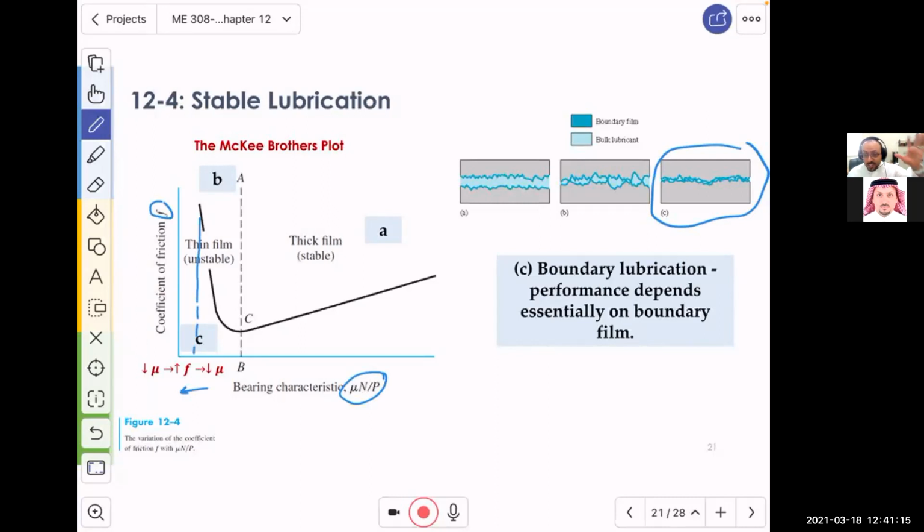And if for whatever reason the viscosity drops, part of the reason why you can go on the left-hand side is that mu in the numerator is small. When mu is small, it's going to the left. And if the viscosity drops, the friction increases. And when the friction increases, the temperature will increase, which will drop the viscosity even further. And this is too big of a problem.